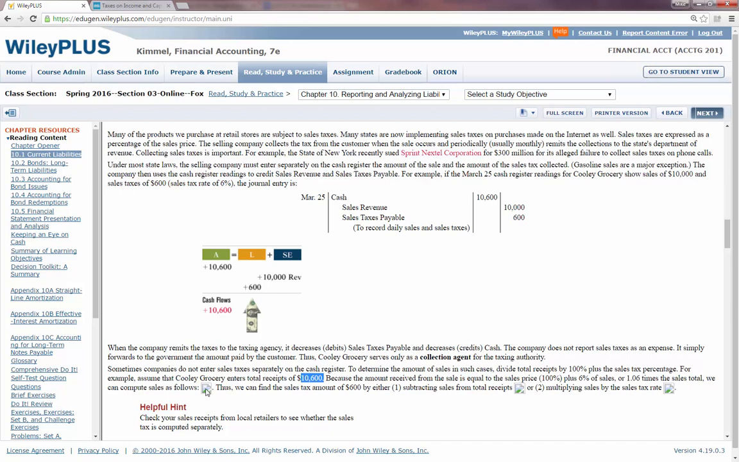And then it gives us a little calculation here that we can look at if we want to. Thus, we can find the sales tax amount of $600 by either subtracting the sales from total receipts or by multiplying the sales by the sales tax rate. Just remember this.